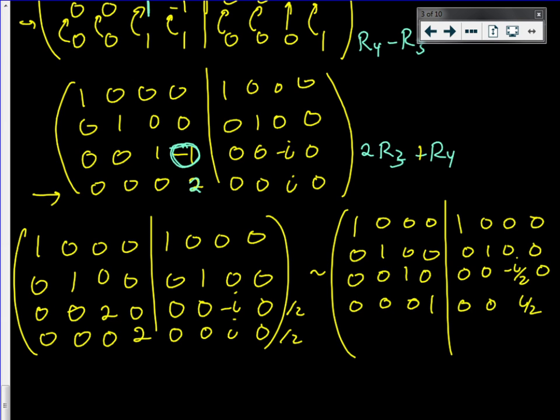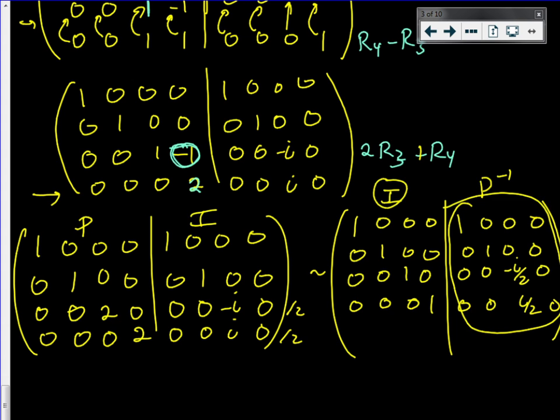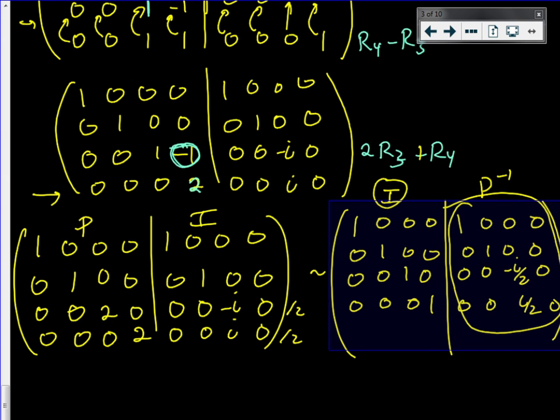I over 2, 0. Now that I have the identity here, this was matrix P augmented with the identity. Now that I have the identity here, that is P inverse. Okay, this matrix right here is P inverse. So we need to copy this onto the next page.